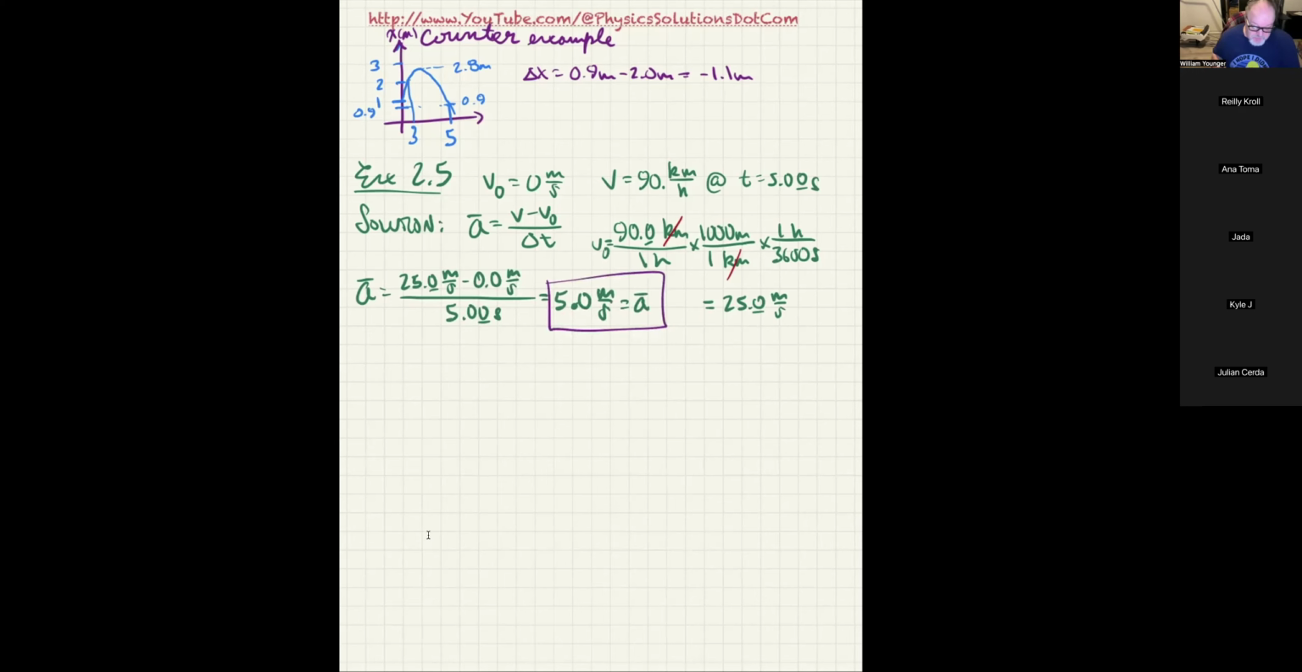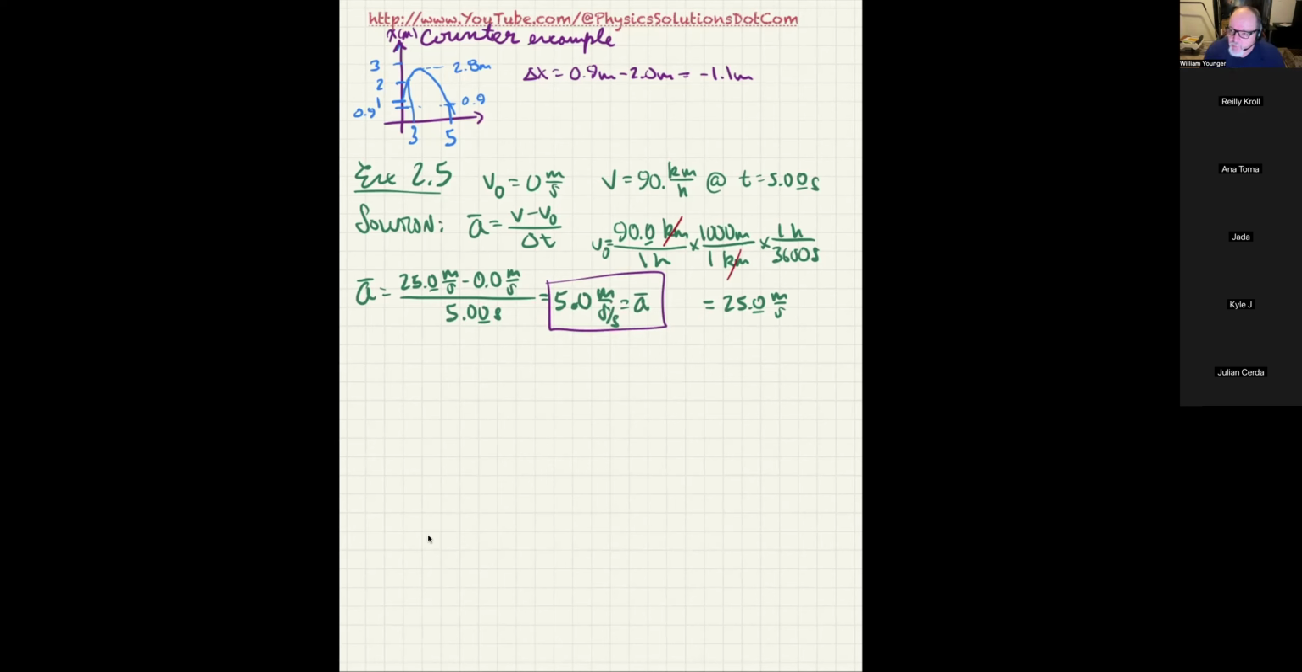Anybody have any questions on that one? By the way, the unit is actually 5 meters per second, I didn't write the part, 5 meters per second per second. You could also write that as meters per second squared. That's the easiest way to write it.